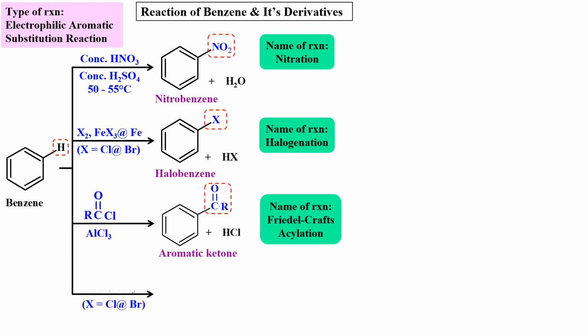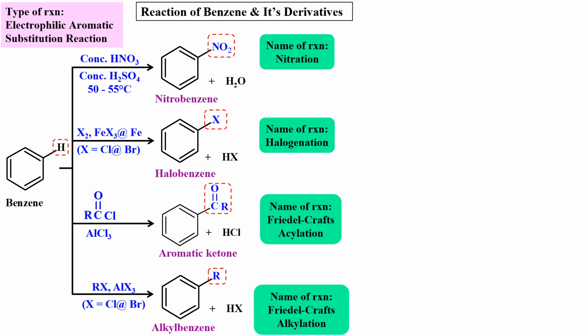In the fourth reaction, benzene reacts with alkyl halides or haloalkanes, RX, in the presence of a Lewis acid, LX3. The X can be Cl or Br, to produce alkylbenzene and hydrogen halide, where one of the hydrogen atoms at the benzene ring is substituted by an alkyl group. The name of the reaction is Friedel-Crafts alkylation.